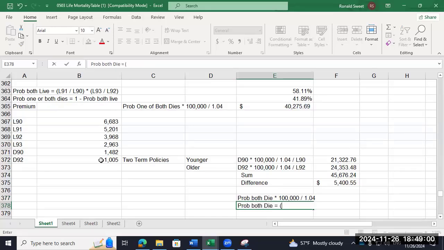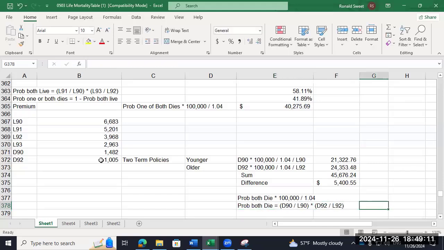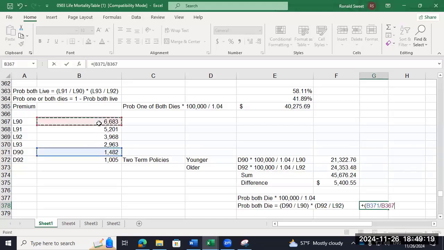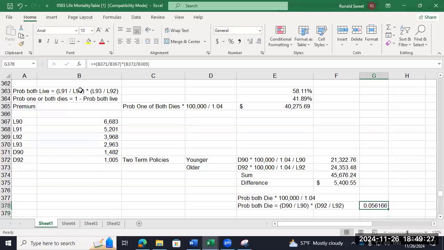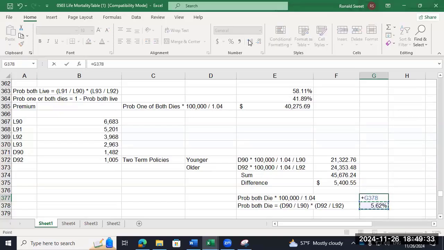That's going to equal D90 divided by L90 times D92 divided by L92. So that probability is D90, probably the first one dies, times probability that the second one dies. Now it does look correct, so 5.6%. So you take 5.6% times 100,000 out of 1.04, and there's your difference.